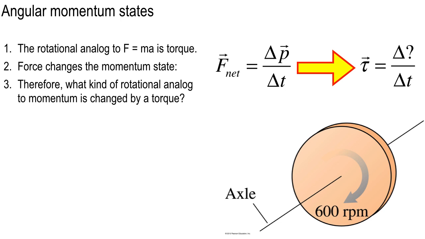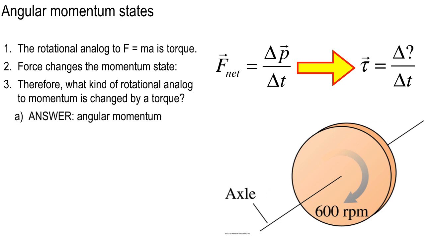A frequent symbol that you'll see for torque is the lowercase Greek letter tau, which is what I've got here. Sometimes you see the Greek letter gamma. There's a variety of symbols, but I'm going to use the lowercase Greek letter tau, with an arrow over the top of it. And it's delta something over delta t.